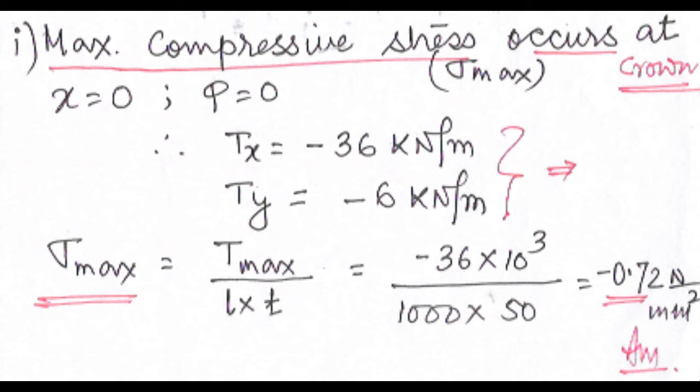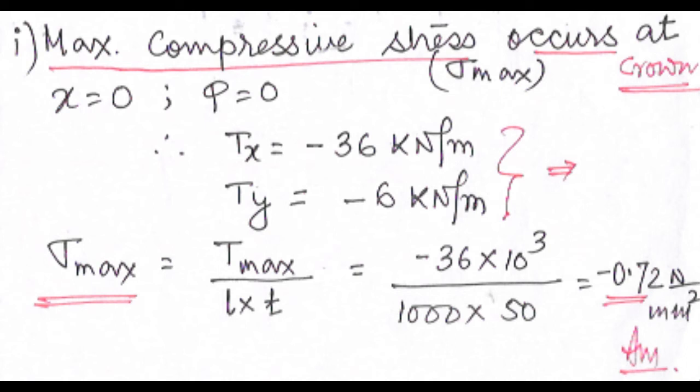So Tx and Ty we have got. Now we have to find the maximum value of the stress. Out of these two, which is maximum? The maximum value is 36. So sigma max equals T max divided by 1 into T, that is per unit meter length. Here L does not mean the span but per unit meter length. So T max is equal to minus 36 kilonewton per meter; in Newton, minus 36 into 10 cube Newton.